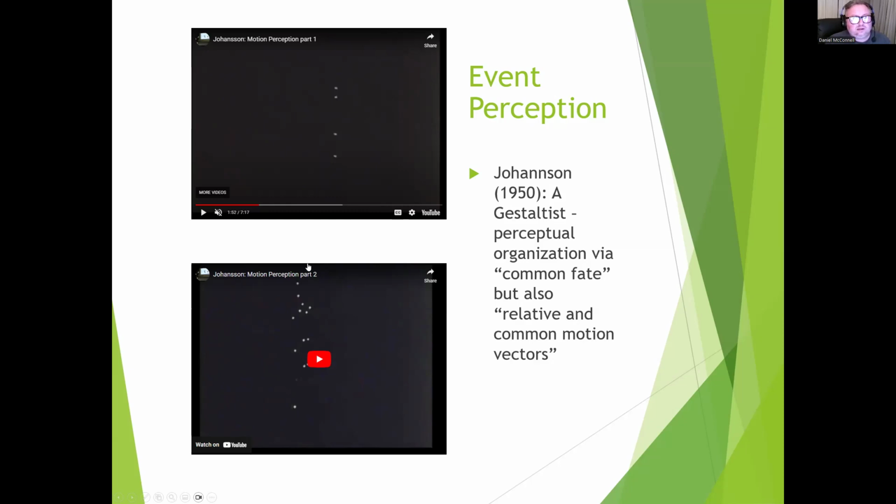So we have now taken the original motion vector, which was the diagonal trajectory, and we have decomposed it into a left and right component and an up and down component. And those two components, when added together, would give us the actual object's motion. But again, the idea, according to Johansson, is that that's not what the visual system is seeing. The visual system sees only the relative and the common motion, not the absolute motion trajectory.